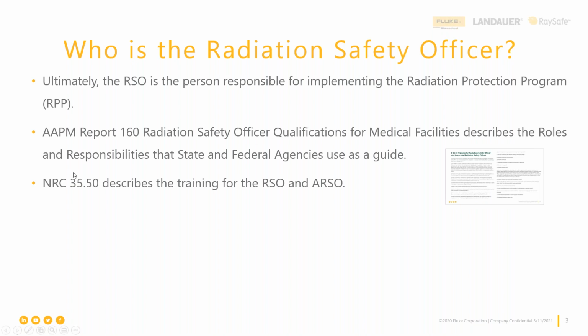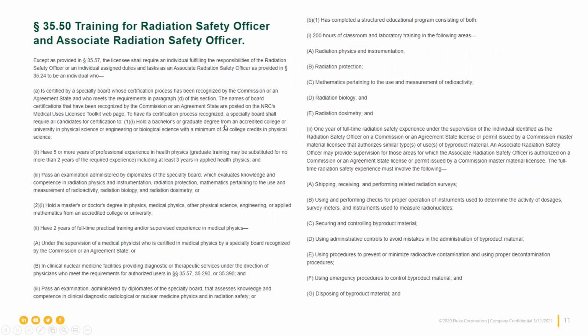Also, NRC Regulation 35.50 describes the training for an RSO or an ARSO. This is that regulation, so definitely refer to the NRC rule if you're curious about that. Many states, agreement states, also have this spelled out either in the regulations or in a guide, or they incorporate this rule by reference. There are a lot of states that just say refer to NRC 35.50 for the training and education for a radiation safety officer. This isn't the whole rule, but it gives you an idea of what it is.